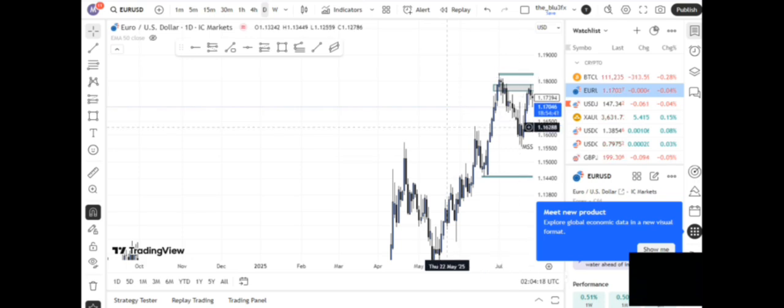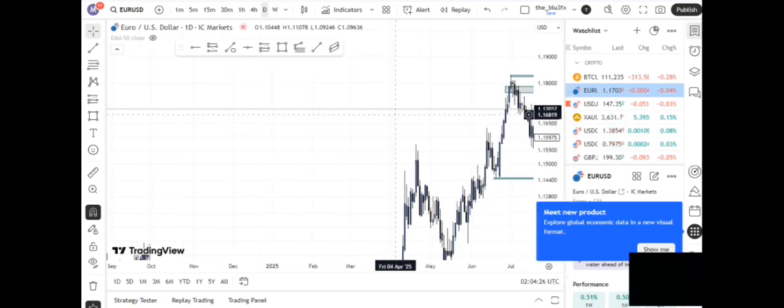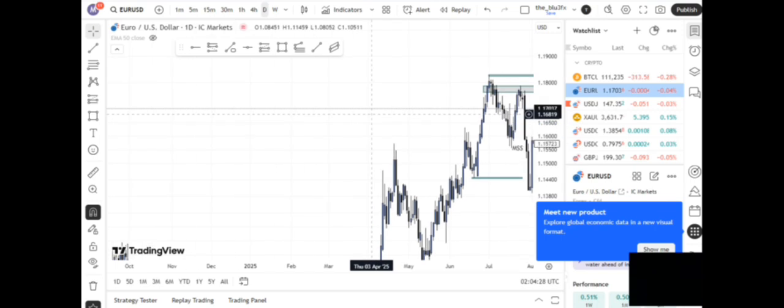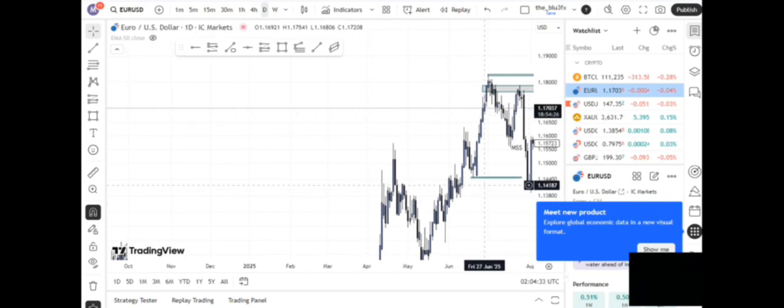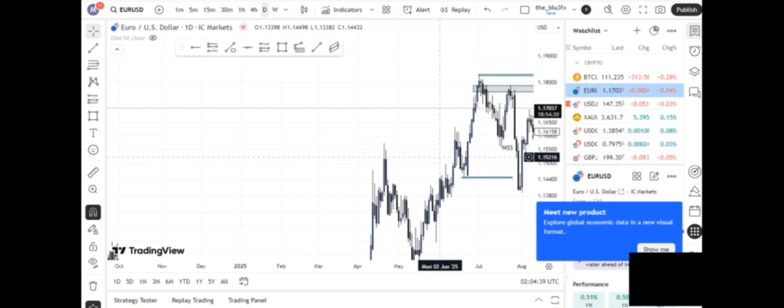Now your job as a trader is to wait to see if the market will close below or above that high. But what do you notice? Price came and broke the low, and that gives you a new market structure shift to the downside.